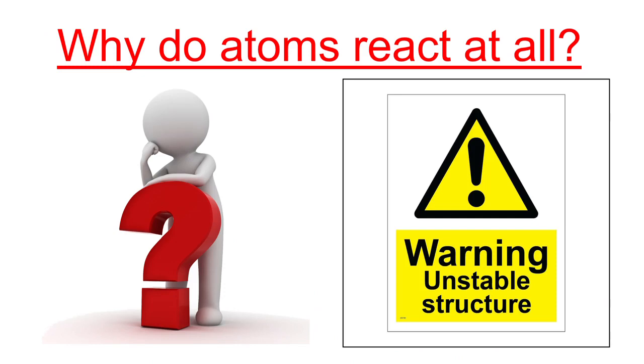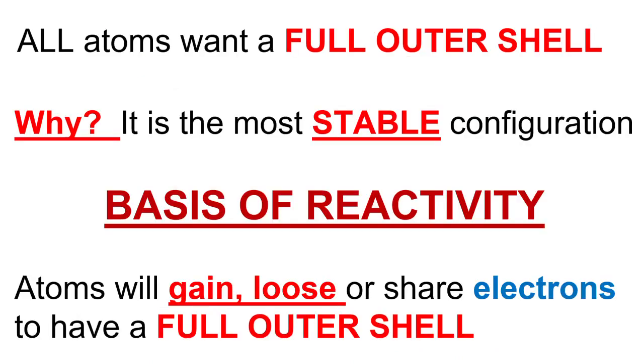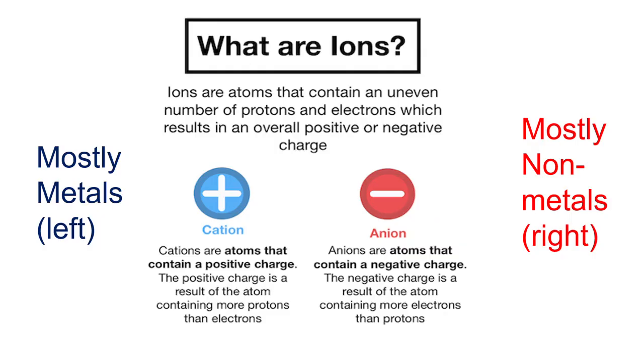Why do atoms react at all? Again, all atoms will gain, lose, or share electrons to have a full outer shell. When I'm talking about ions, I'm talking about gaining or losing. So what are ions? They don't have the same number of protons and electrons, so they have a charge. Metals tend to lose electrons and become positive. Non-metals tend to gain electrons and become negative.